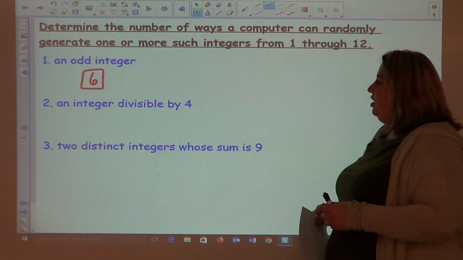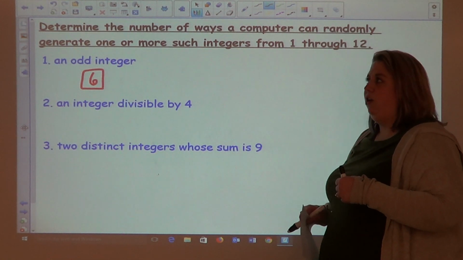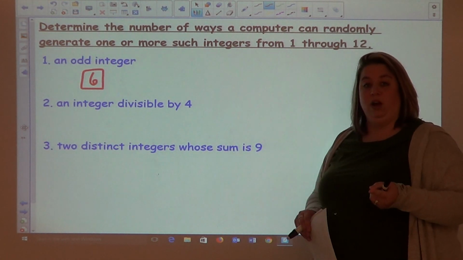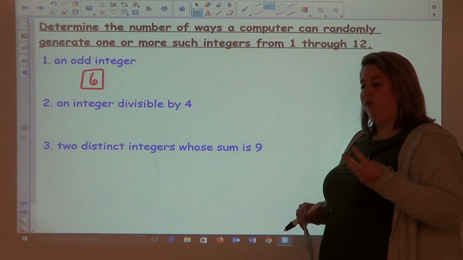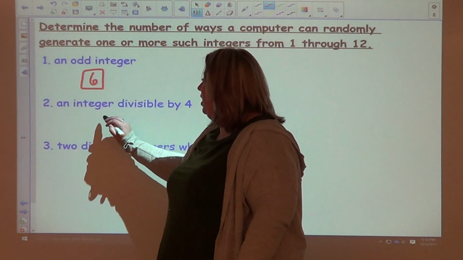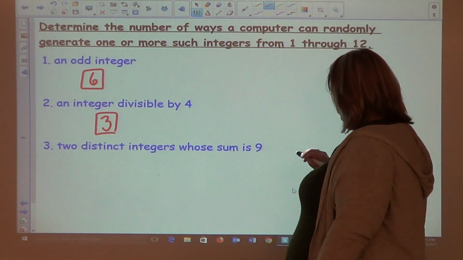Okay, next one says an integer divisible by 4. Well, the first one will be 4, then the next one will be 8, and then it'll be 12. So I have 3 numbers that are divisible by 4.